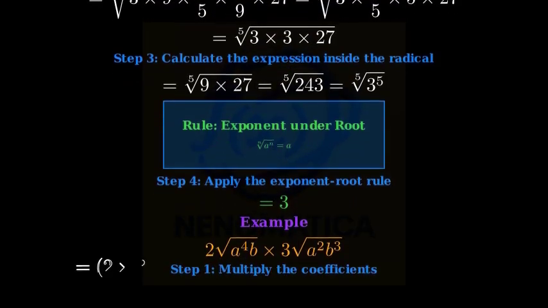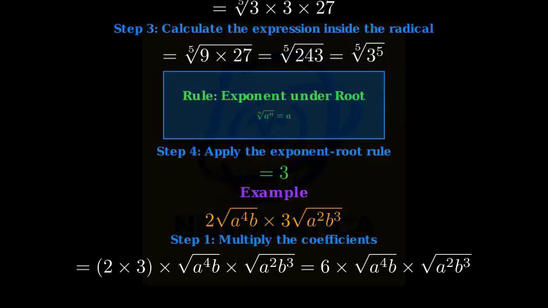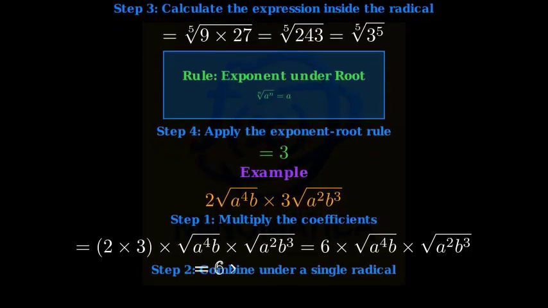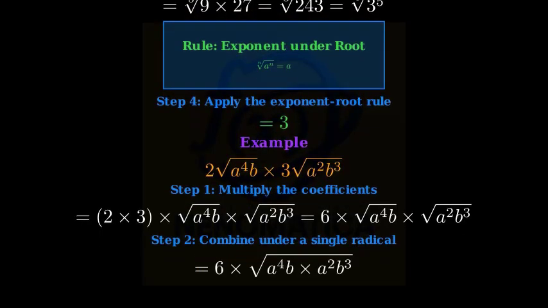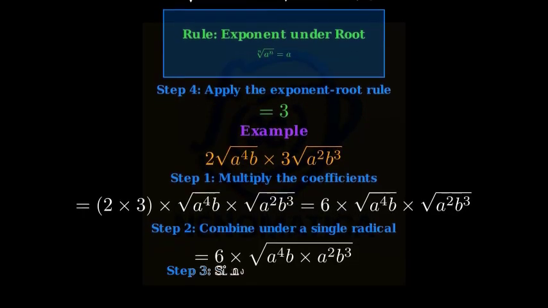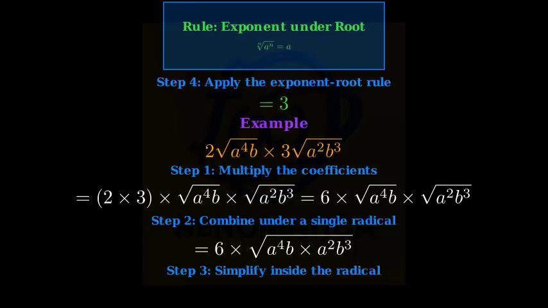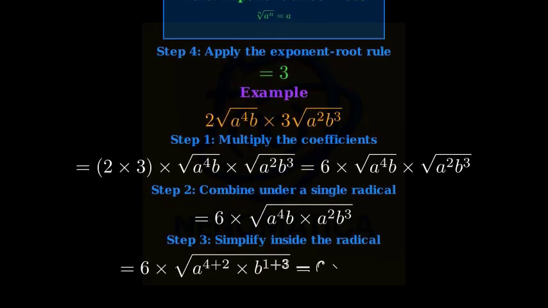Next, using our rule for multiplying radicals with the same index, we can combine the expressions under a single square root. So we get 6 times the square root of a to the fourth times b times a squared times b cubed. Now we need to simplify what's under the radical by combining like terms. A to the fourth times a squared equals a to the sixth, and b times b cubed equals b to the fourth power. So we have 6 times the square root of a to the sixth times b to the fourth.